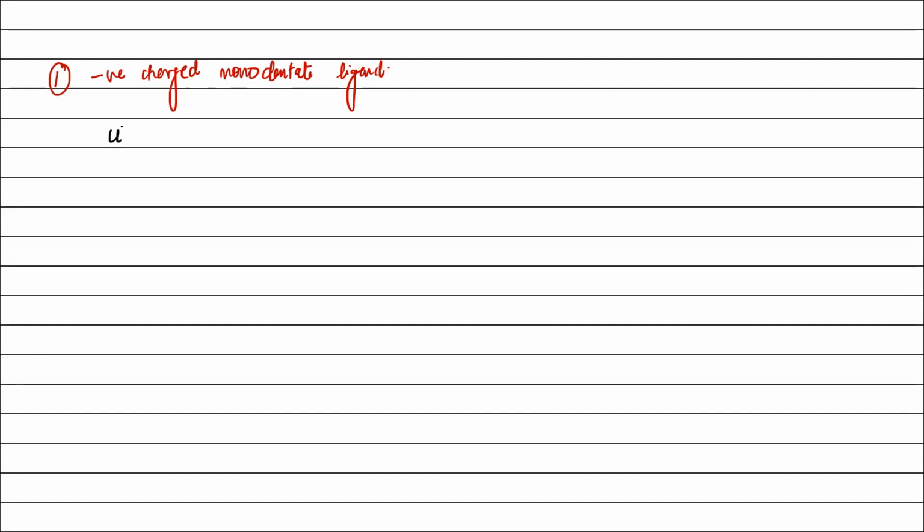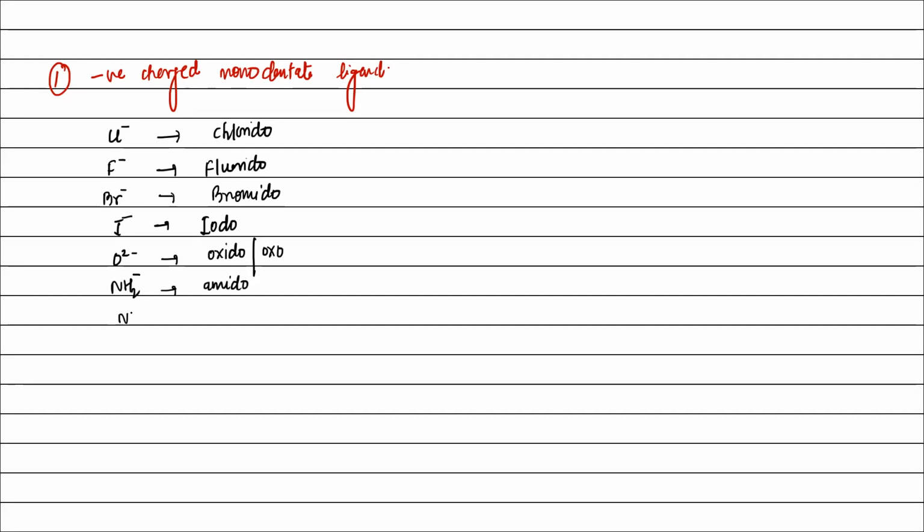For example, Cl minus, chlorido, right? F minus, fluorido. Br minus is called bromido. I minus is called iodo. O2 minus is called oxido or sometimes oxo. NH2 minus is called amido. NH2- minus is called imido. N3 minus is called nitrido. OH minus, hydroxo, right? H minus, hydrido.